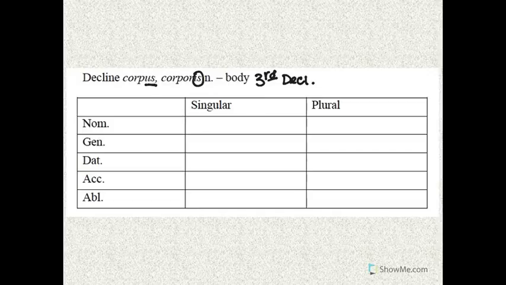Let's go ahead and take a look at the endings. Once again, I'm going to write down the endings which are familiar to you first, because they are shared with the endings of the masculine and feminine. We have -is in the genitive, then -ī in the dative, and -e in the ablative singular. For the plural, we have -um for the genitive plural, and then -ibus for the dative and ablative plural.